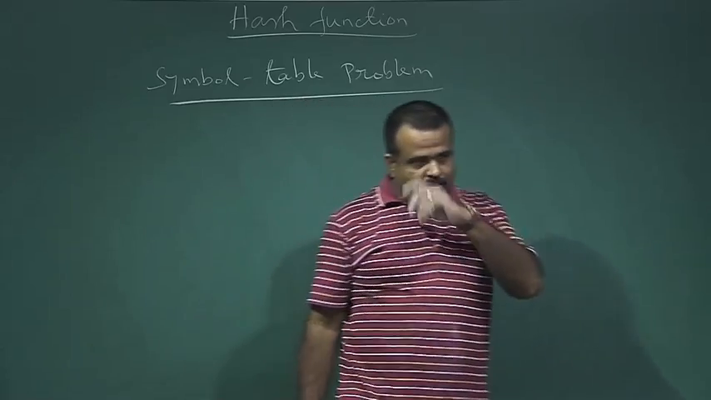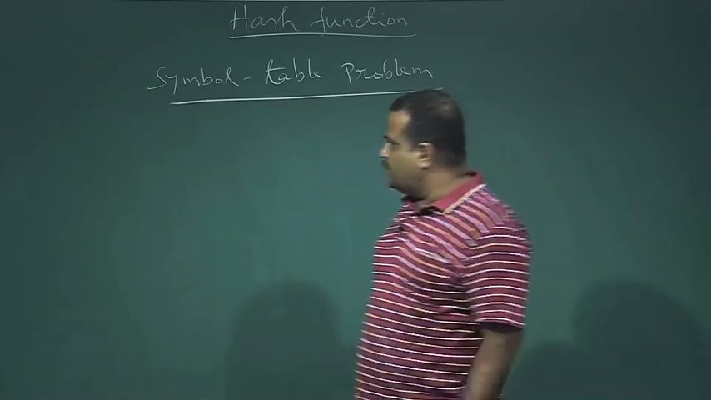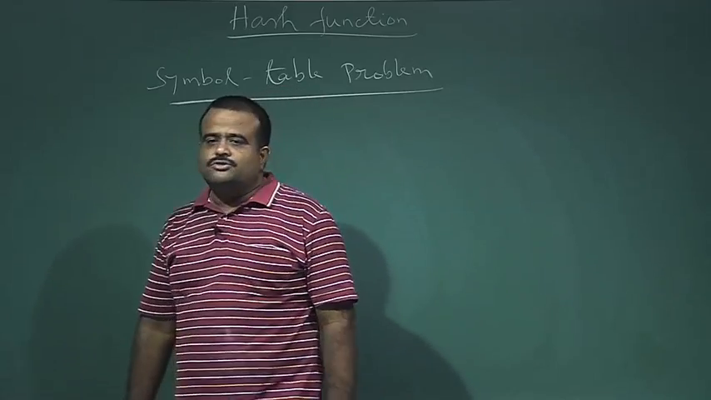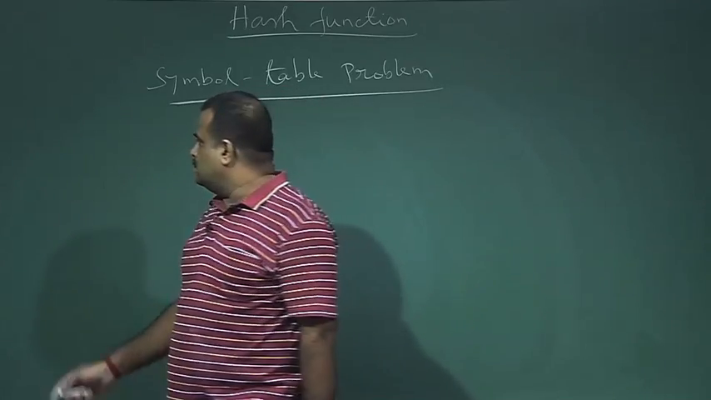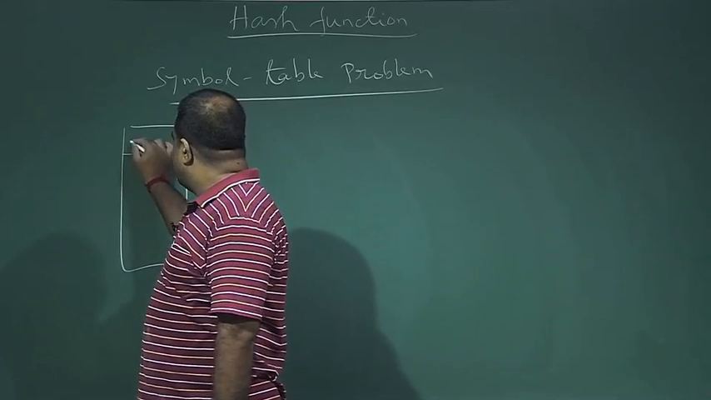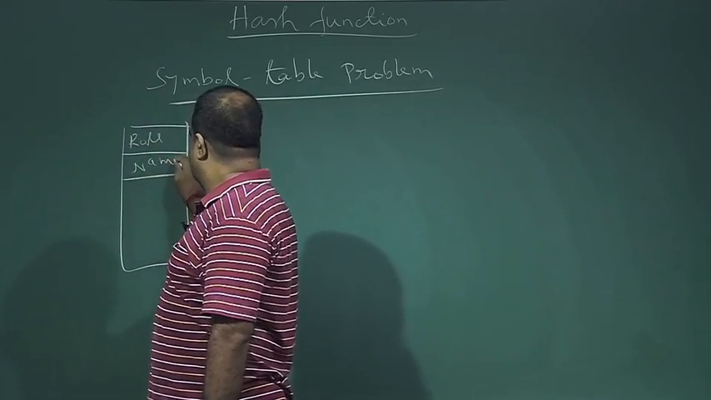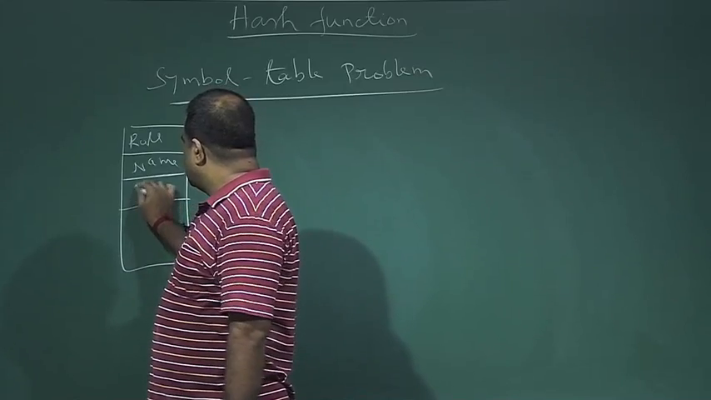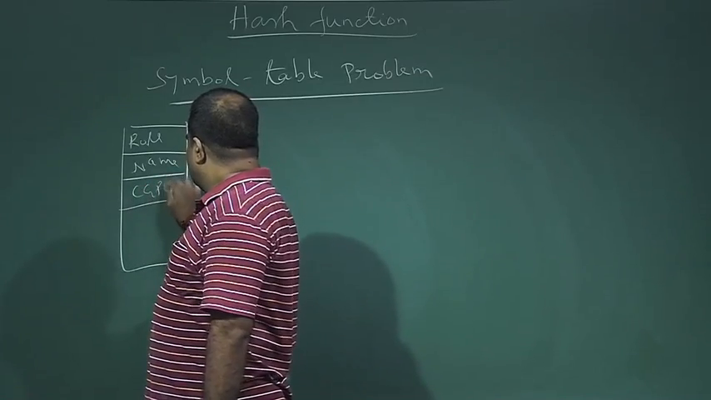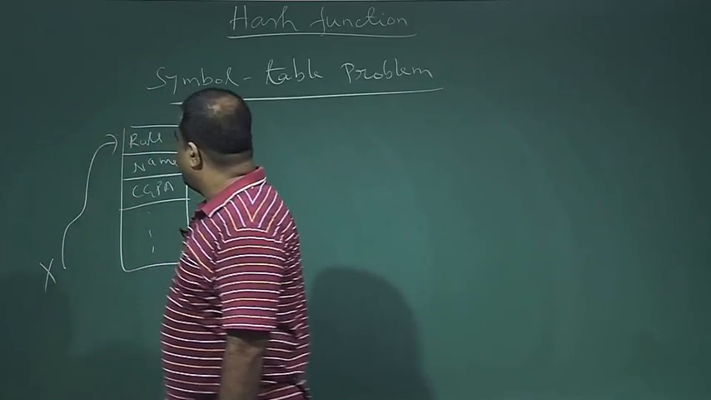So in a symbol table problem, what do we have? We have a few records. It's basically a database problem. We have a few records, and we need to store those records in a table. Each record has some entities, like a student record: your roll number, your name, your CGPA, your address, and so on. So this is a record, and this X is pointed to this record.